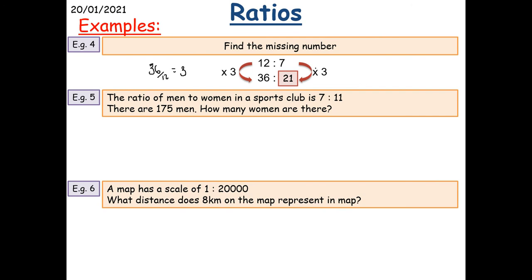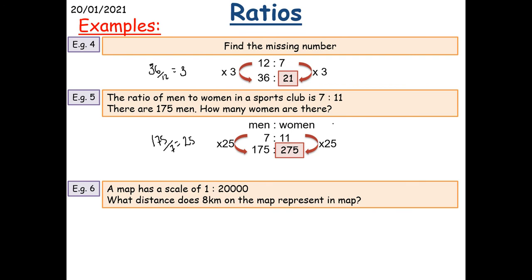Now, on to example 5. The ratio of men to women in a sports club is 7 to 11. There are 175 men. How many women are there? Now, we know that's men to women. It's told us that the ratio in its simplest form is 7 to 11, but then it's told us that there are 175 men. So now we have to find out, how do we get from 7 to 175? Remember what I said, we do 175 divided by 7, which gives you an answer of 25. And then you just multiply it. So 7 times 25 gives you 175. So now we have to do 11 times 25, which gives us an answer of 275.